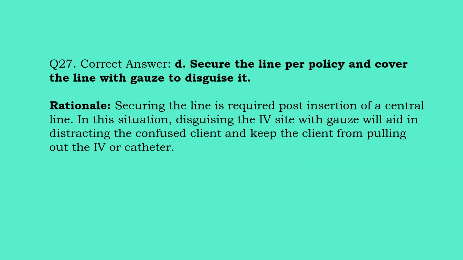Correct answer, D. Secure the line per policy and cover the line with gauze to disguise it. Rationale: Securing the line is required post-insertion of a central line. In this situation, disguising the line site with gauze will aid in distracting the confused client and keep the client from pulling out the line or catheter.